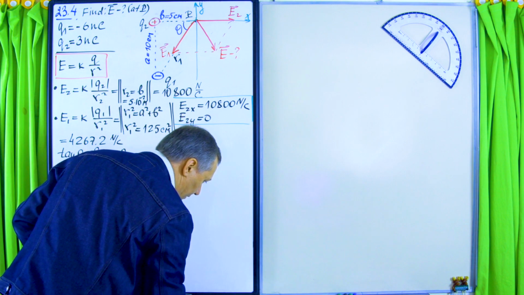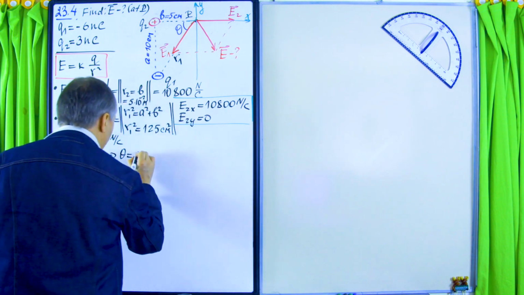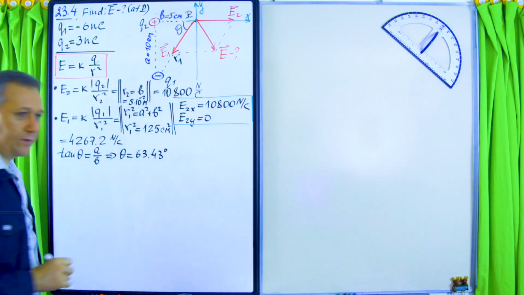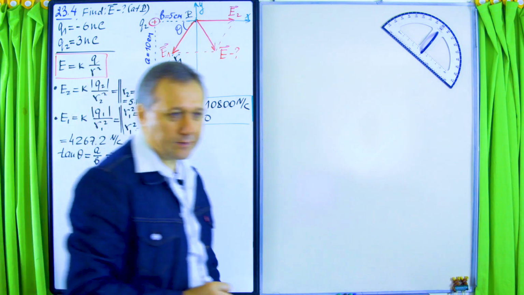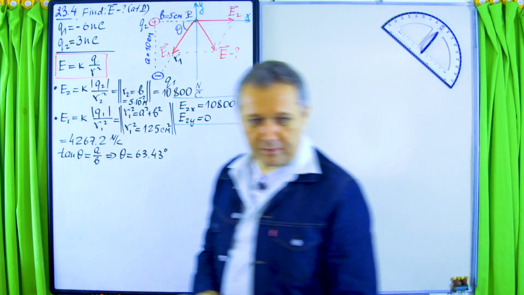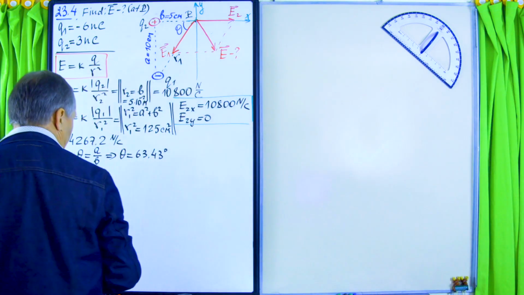Where is my theta? Okay, 63.43. Again, I use Mosig fix because this is not the final result. Keep slightly Mosig fix, and then round it off only at the very end.